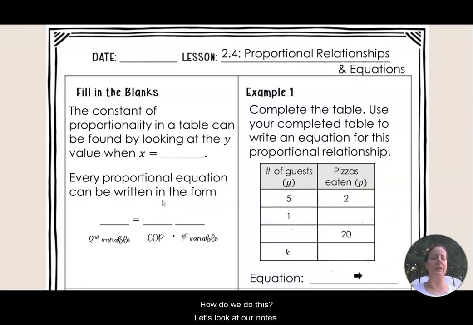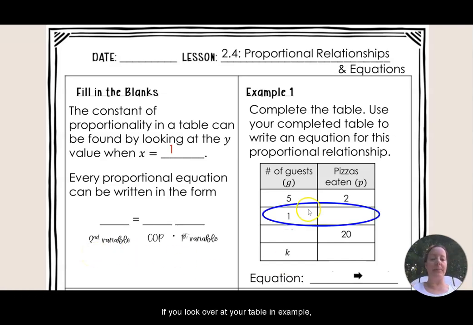How do we do this? Let's look at our notes. The constant of proportionality in a table can be found by looking at the y value when x equals 1. If you look over at your table in the example, I've just circled where x is 1. So whatever number goes here in this y column is what's going to be our constant of proportionality. Okay, that's how you can always find it.